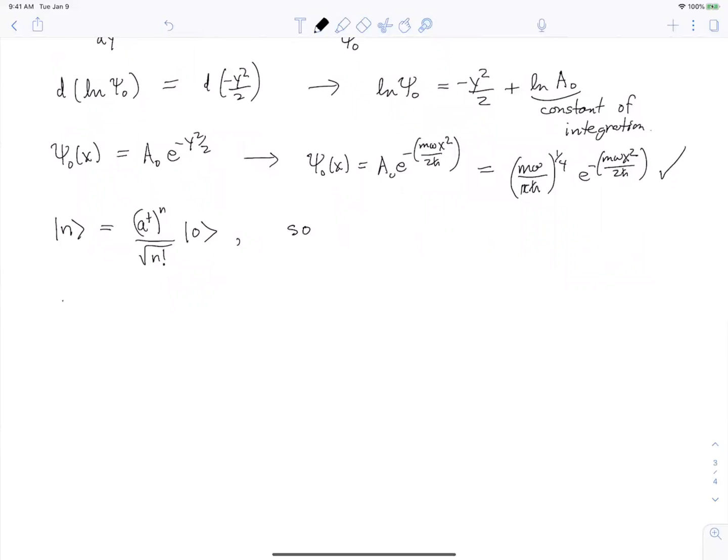And so what we've got is, if we take the wave function for the nth energy eigenstate and we plug in what a dagger is, well, first of all, there's the 1 over square root of n factorial. And then a dagger is 1 over square root of 2 times (y minus d by dy), to the nth power because there are n of them. Oops, the n should go on the outside.